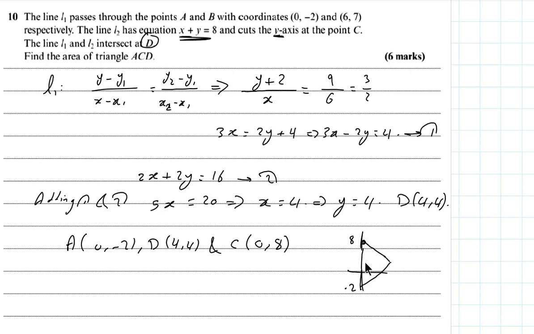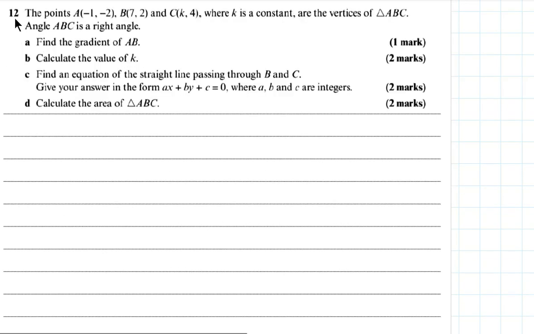Okay, right? Of course, we will apply the rule half base times height. This is the height, and this is the base. The base has length 10, 8 above and 2 below. So the area of this triangle will be half times 10 times the height, which is 4, of course, to be 20 square units.